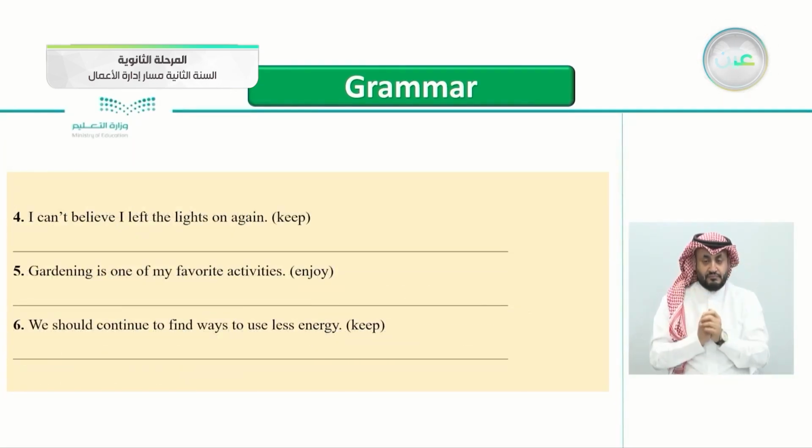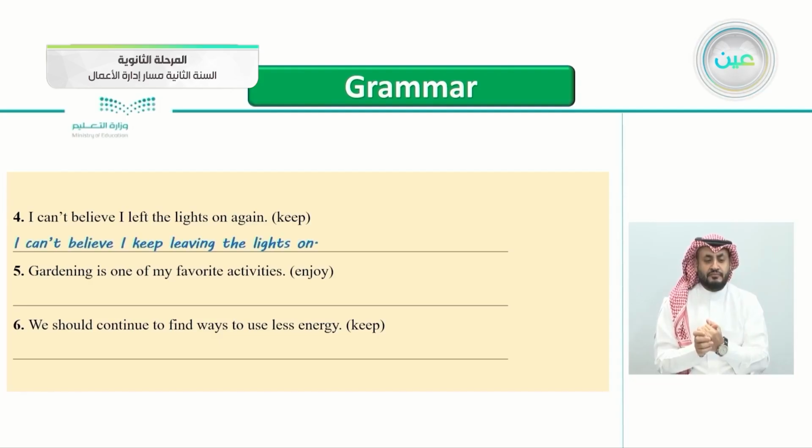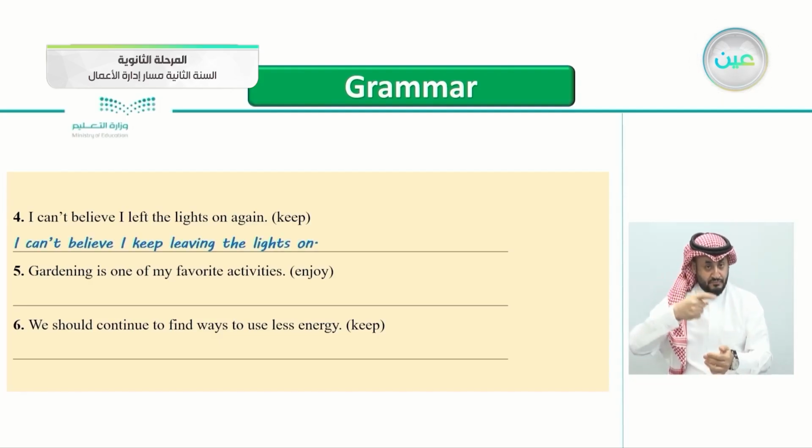Number 4, I can't believe I left the lights on again, and the verb is keep. Again, so it means that he did it before, again and again. And the verb is keep. That's correct. I can't believe I keep leaving the lights on.